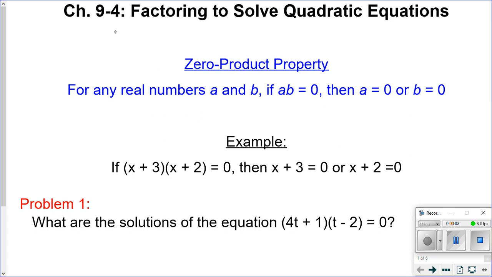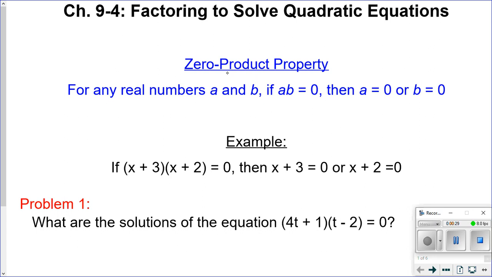This lesson comes from Chapter 9, Section 4 in my student's textbook, and it's titled Factoring to Solve Quadratic Equations. In my class, we just got done doing factoring, so that's why I jumped into this topic. But we actually haven't even talked about what quadratic equations are yet in my class. But I wanted to start here since we were just working on factoring.